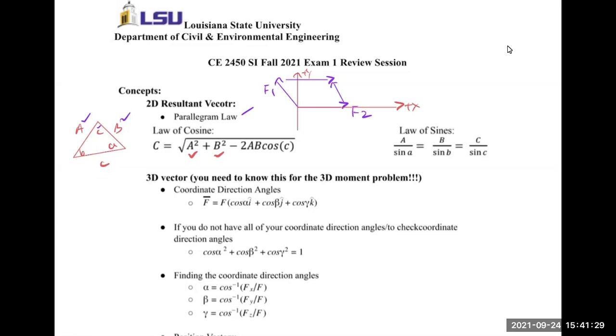And for law of sine, in order to use that, you will have to know either two sides and an angle, or two angles and a side. Okay, so that's when you know when to apply law of cosine and when to apply law of sine.